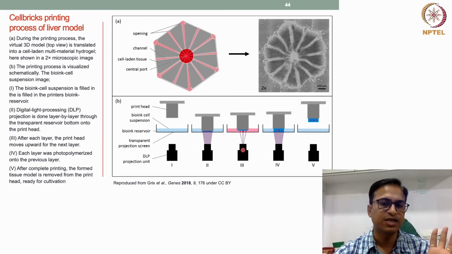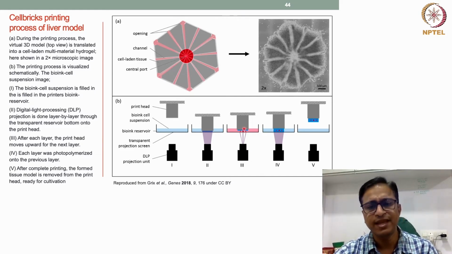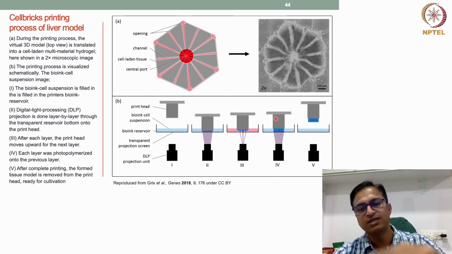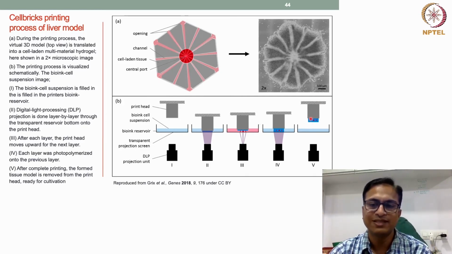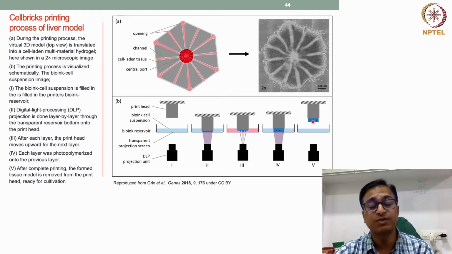Then the next layer of the structure is projected and solidified, because this is a photosensitive material and we are projecting light to initiate photopolymerization. By this way the material gets solidified, and the printhead moves up again for fabrication of another layer. This process is repeated to fabricate the whole 3D structure, and then the printhead can be moved up and the structure washed and further cured.